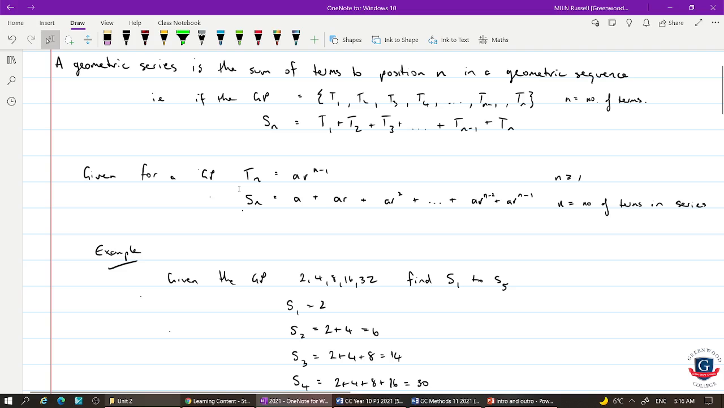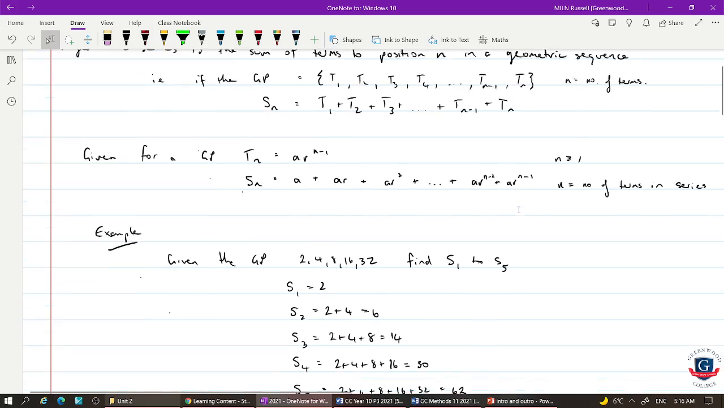So if we looked at a geometric progression where Tn equals ar^(n-1) for n greater than or equal to 1, Sn would equal the first term a plus ar^2 up to ar^(n-1), where n was the number of terms in the series.